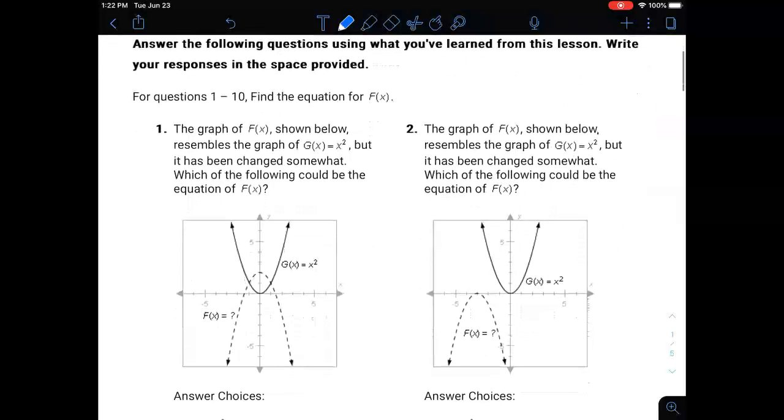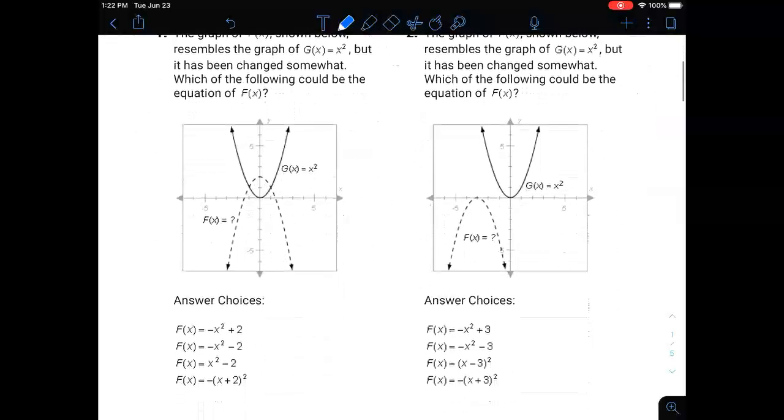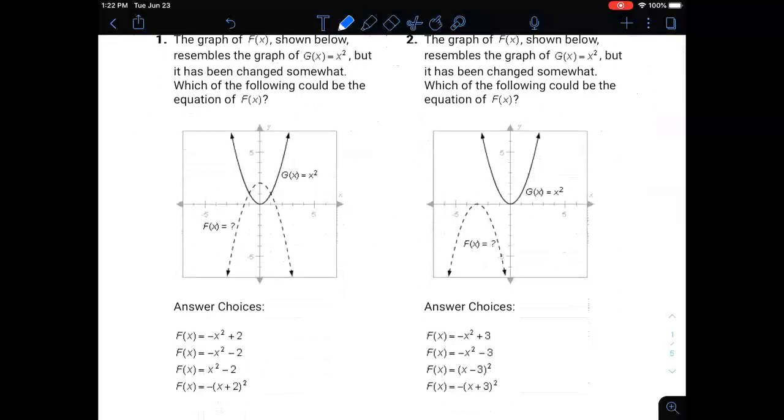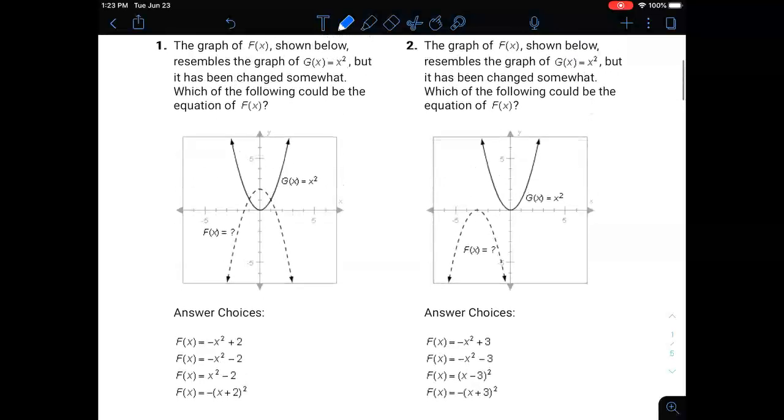For the first 10 questions, it wants you to look for the equation of f of x, and looking at our answer choices. If we didn't have these answer choices, it would be a little bit more difficult, but because we have them, we're going to use them here. All right, so we can clearly see that this equation for f of x has been reflected across the x-axis, so that means it needs to have a negative value. Clearly it's not that one because that's just x squared. If we were to reflect this across the x-axis, it would look like this.